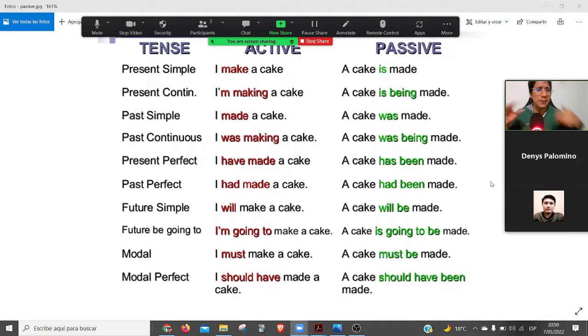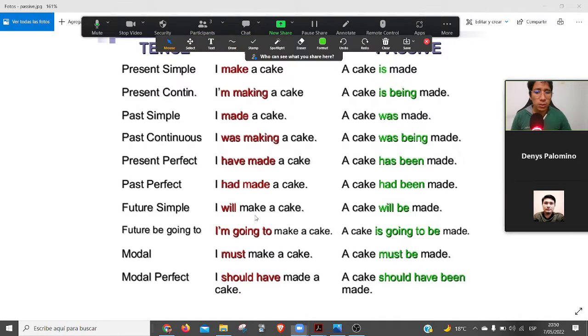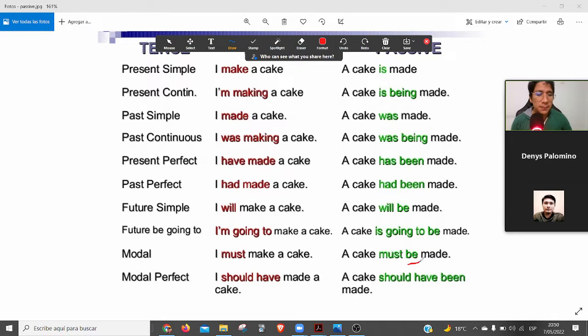Con la práctica te vas a olvidar, ¿no? Recuerda trucazo. Todos los que son con modales siempre van con be. Los que son futuros van con be. Super simple. Los que son en progresivo, ¿qué le agrego? Bien. Si es pasado perfecto, had. Si es presente perfecto, have or has, dependiendo del subject. Did you understand?